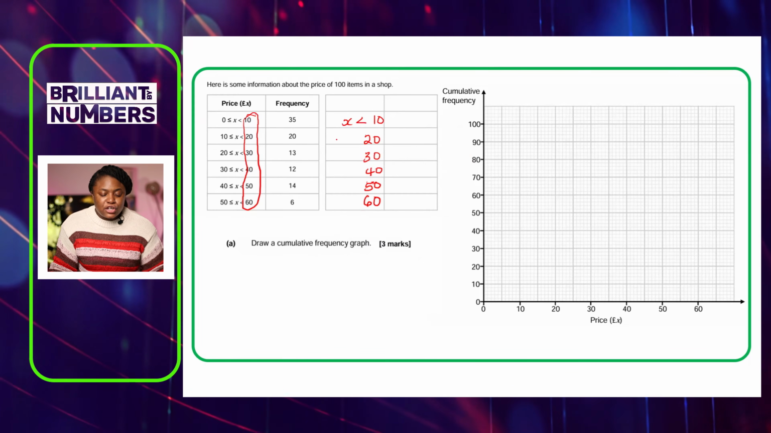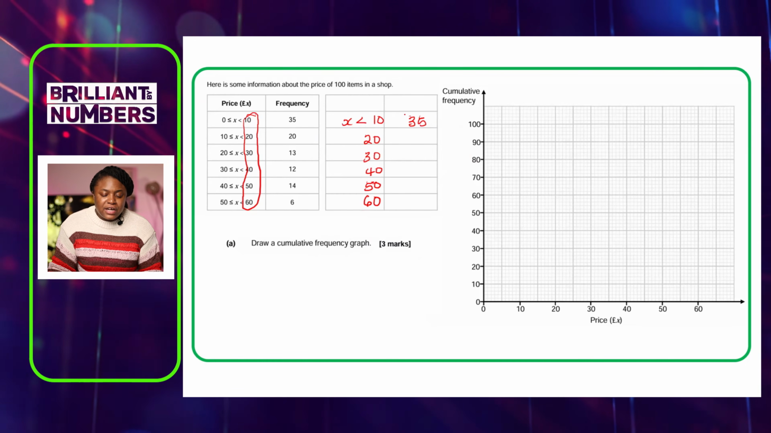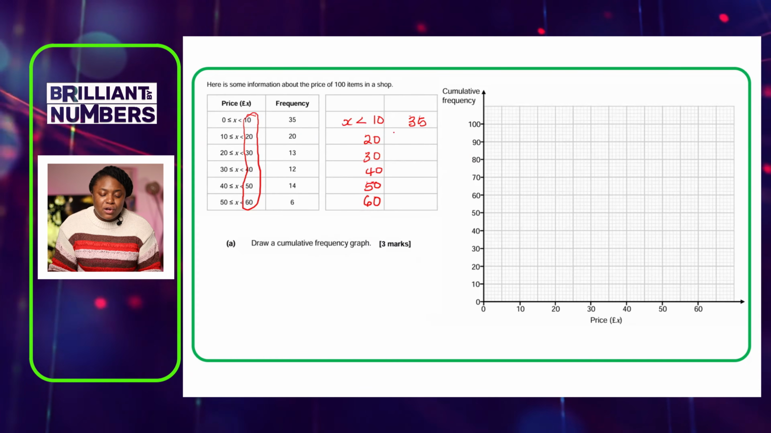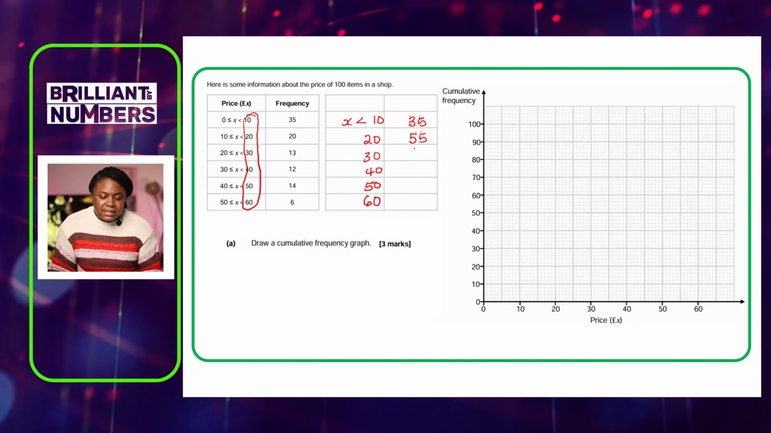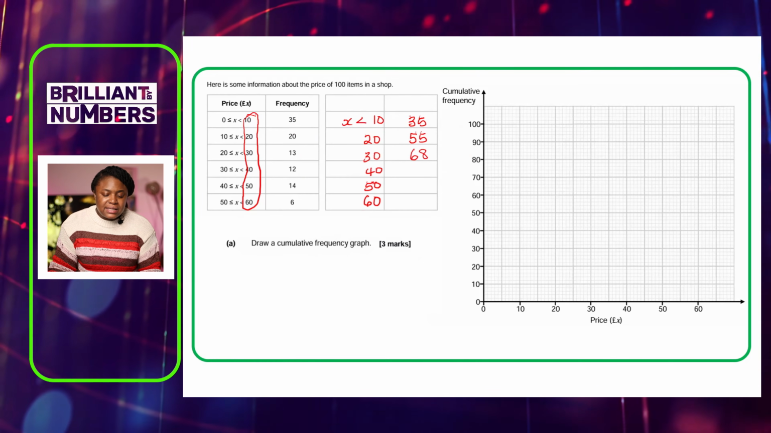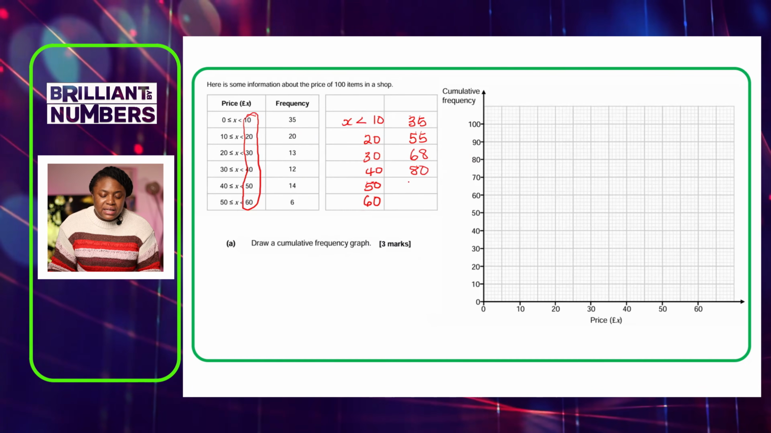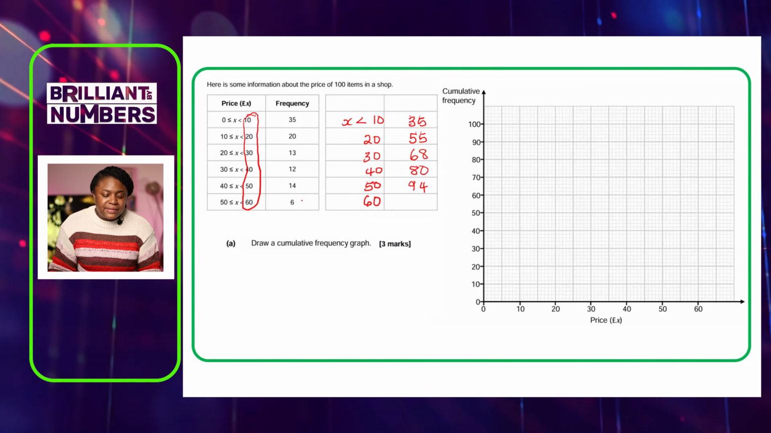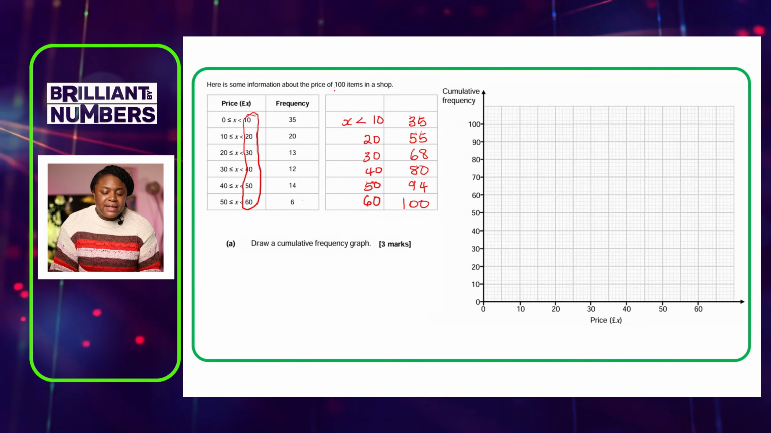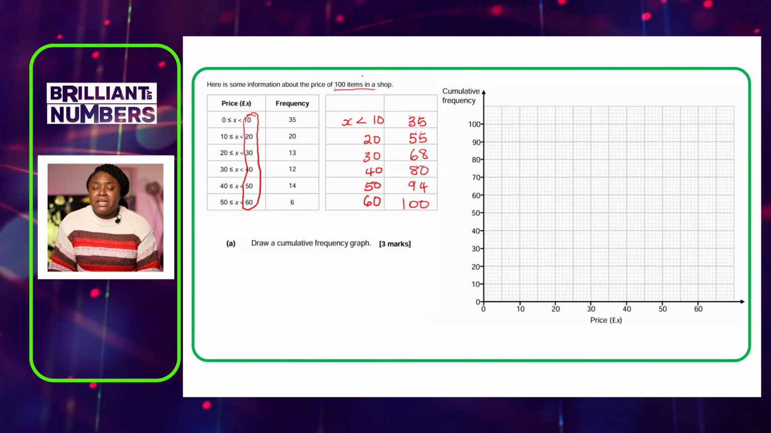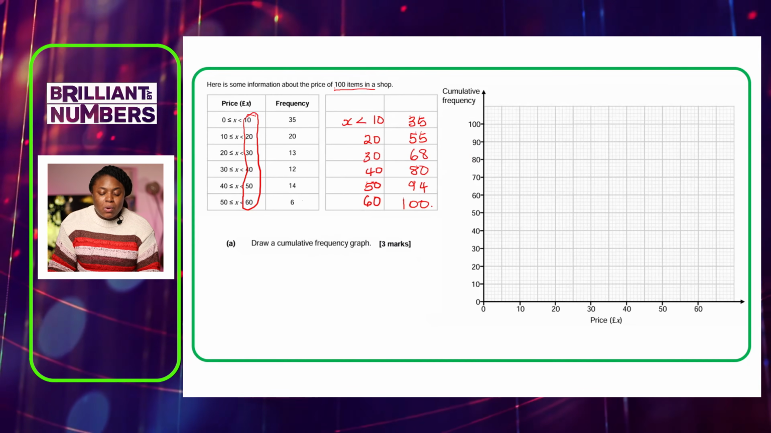So we're going to start with our cumulative frequency by doing 35. Now 35 add 20, so we're adding them along, is 55. 55 add 13 is 68. 68 add 12 is 80. 80 add 14 is 94. And then 94 add 6 is 100. We're told the information is about the price of 100 items in a shop. So when we add them all up, the answer should be 100.